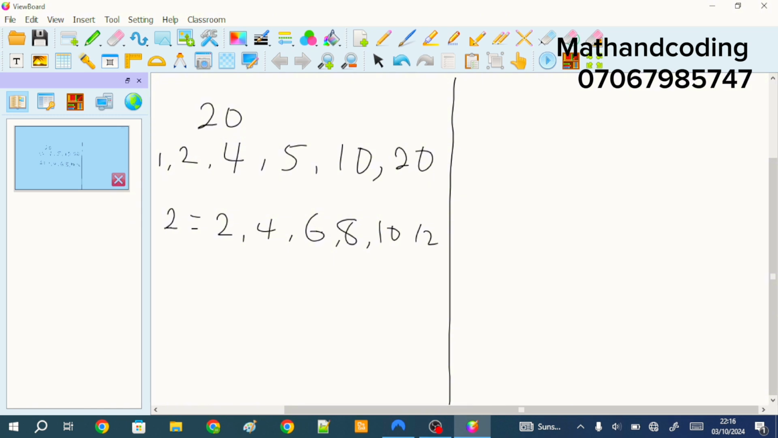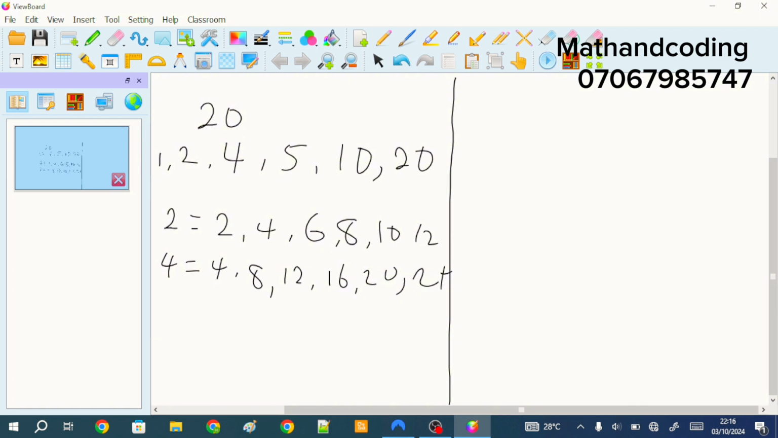So what are going to be the multiples of 4? The multiples of 4 will be 4, where we multiply 4 by 1, 8, where we multiply 4 by 2, 12, where we multiply 4 by 3, then 16, 20, 24, 28, 32, and so on. These numbers are called multiples.